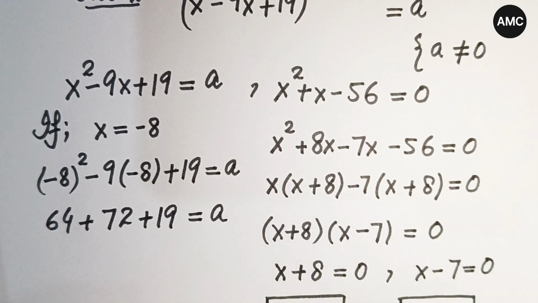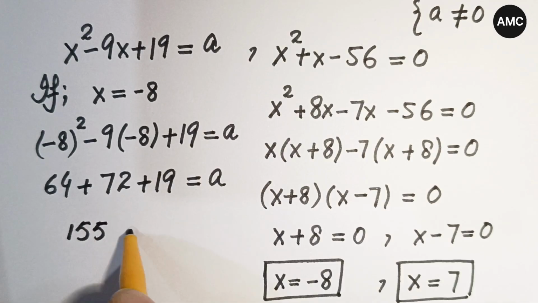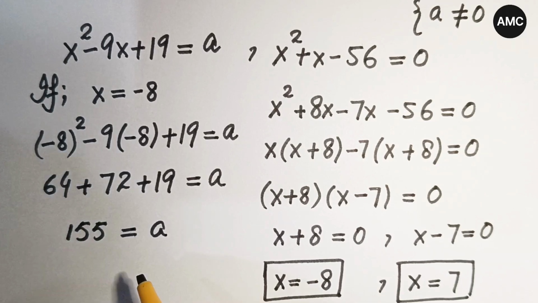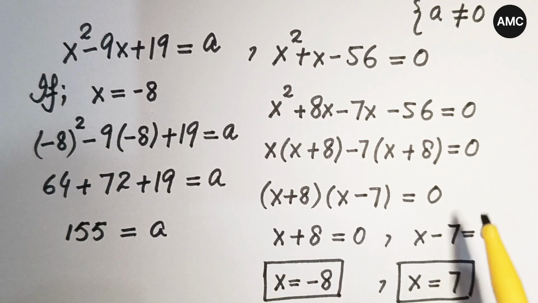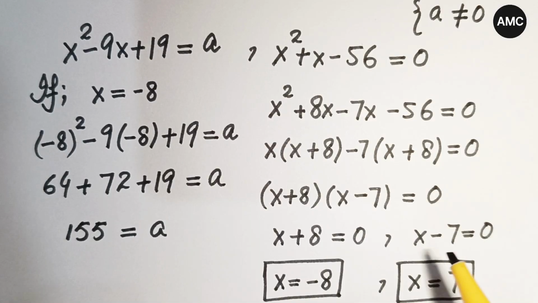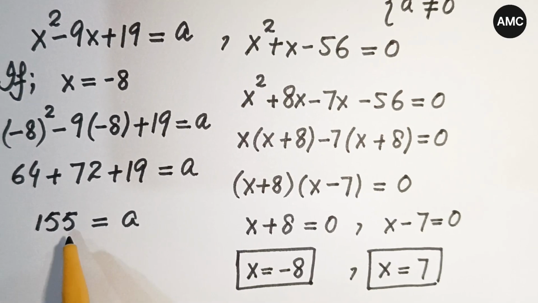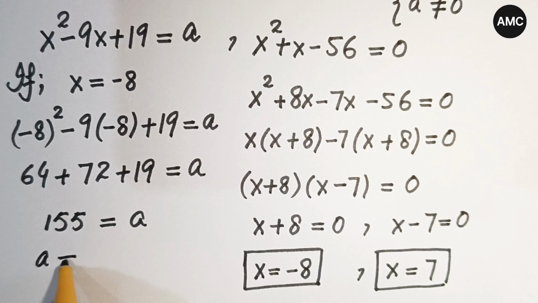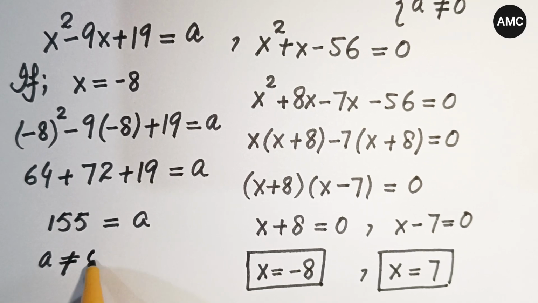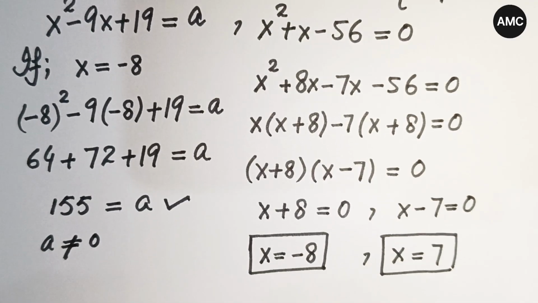Now adding 64 plus 72 plus 19, we have 155. So this 155 is equal to a, and we just write here that a is not equal to 0. As a is not equal to 0, it is a valid solution here. So x = −8 is a valid solution.